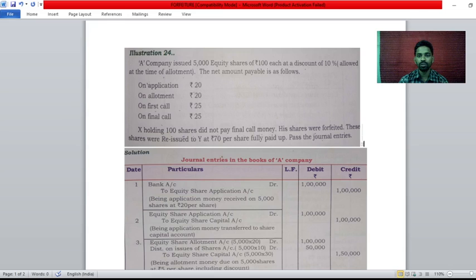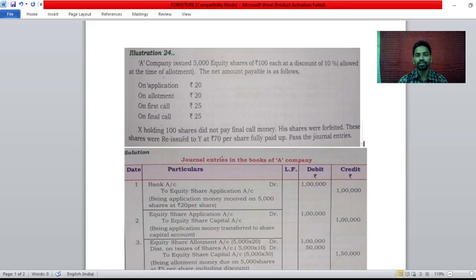Just see: A company issued 5,000 equity shares of rupees 100 each at a discount of 10% allowed at the time of allotment. The net amount payable is as follows. So the A company is issuing 5,000 equity shares and each share price is rupees 100.